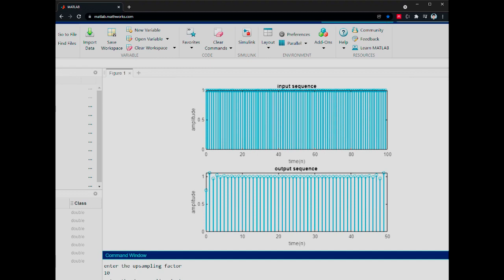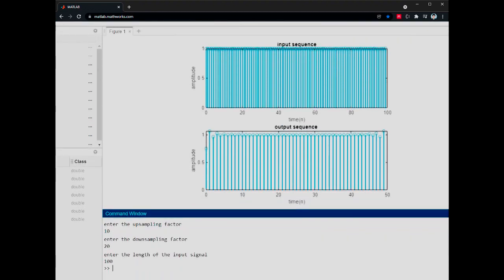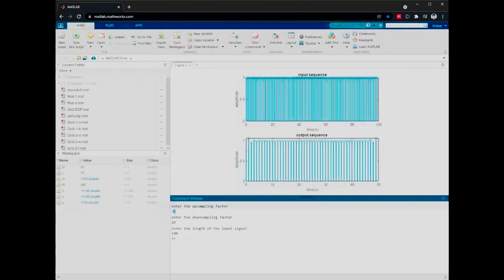It looks like only a downsampling method because the downsampling factor is greater than the upsampling factor. That's why it looks more like a downsampling method. But that's the process of the multi-rate sampling method, and that's all. Thank you.